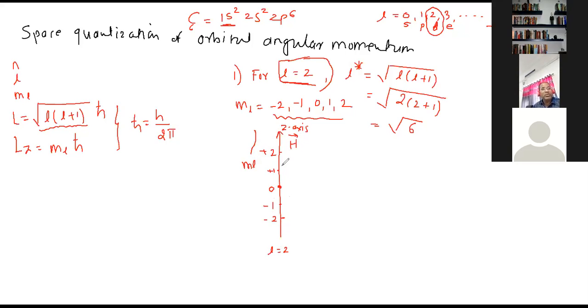So if you want to draw the orientation, you have to find the circle having radius equal to the magnitude that we have found. What magnitude did we get? Root 6, because for l equal to 2 the magnitude of the vector is root 6. So you have to draw the circle having radius equal to root 6, and then you have to plot it like this.